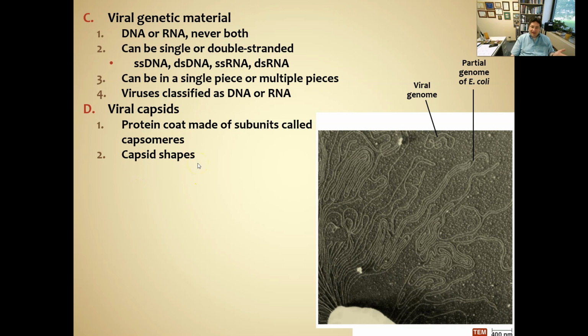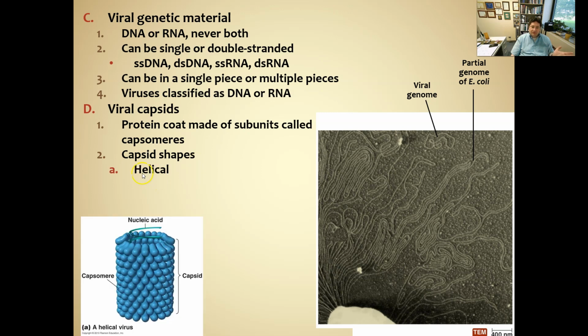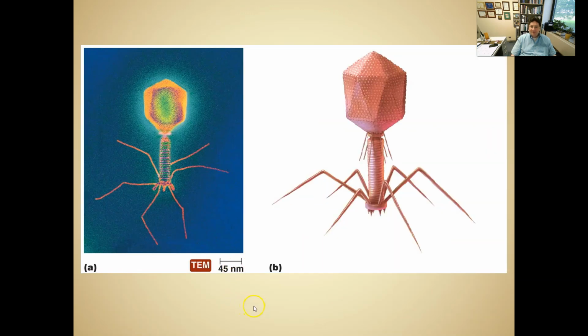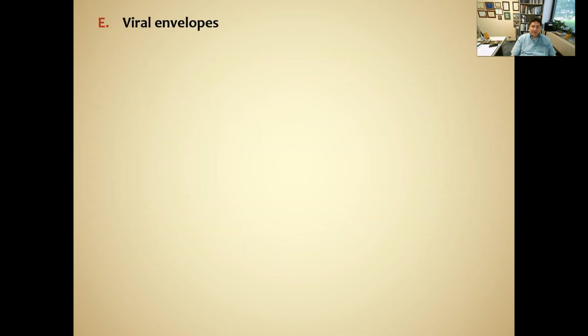They can come in a variety of shapes, as you saw in the pictures. Helical, which kind of looks like a cylinder. Each blue circle is a capsomere. The whole capsid, there's my DNA or RNA up here. It can be polyhedral, which has more of a geometric shape. And it can be complex, which would be something like this. Even more elaborate in shape.